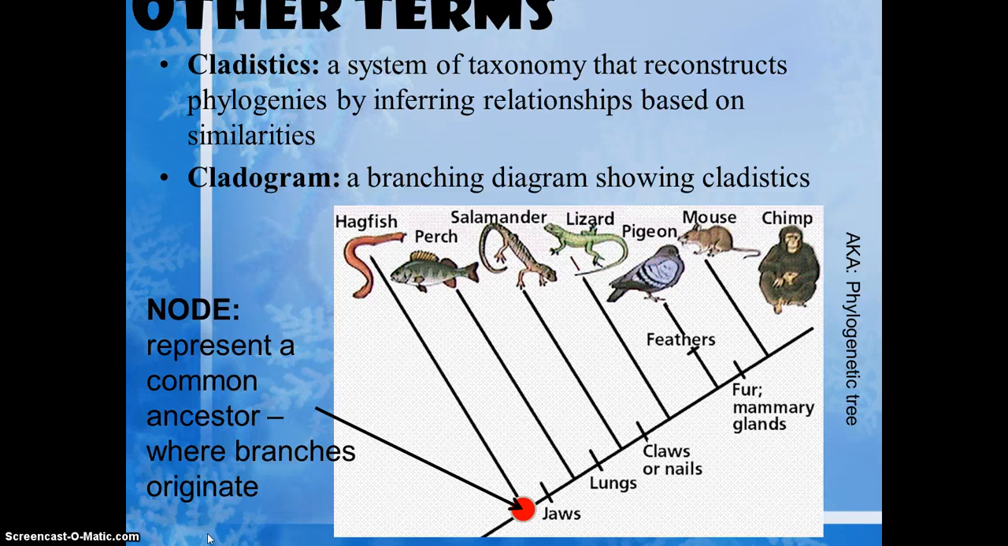A few other terms. Cladistics is a system of taxonomy that reconstructs phylogenies by inferring relationships based on certain similarities. And what they use to show cladistics is a cladogram, a branching diagram showing cladistics, but it's the exact same thing as a phylogenetic tree. They're just different names. As you can see here, the point where they meet is what we call a node, and that represents a common ancestor where branches originate.